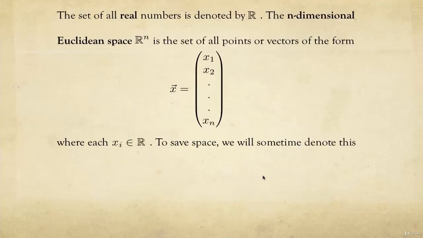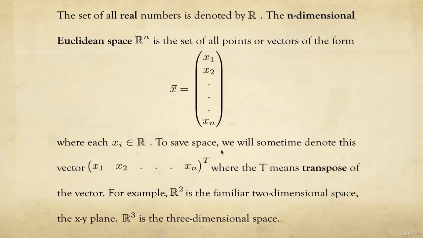Okay, let's get started. Just to standardize the notation, we'll denote R for all the real numbers, and then for the n-dimensional Euclidean space, Rn, that will be the set of all vectors of this form, where there are n entries, each of which is a real number. And to save space, sometimes we will denote this vector horizontally by transposing it. So T is for transpose of a vector. R squared is the familiar two-dimensional space, the xy plane. R3 is the three-dimensional space.